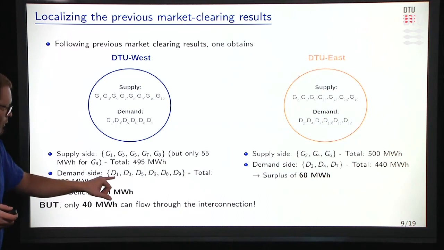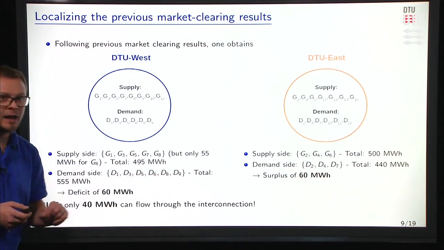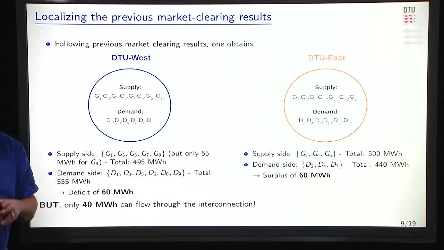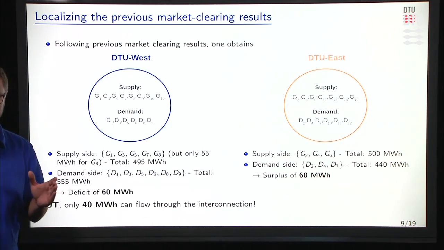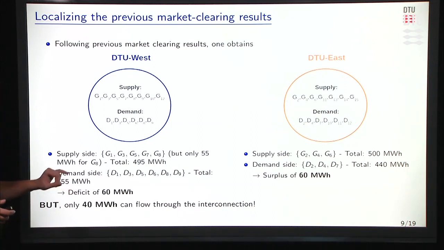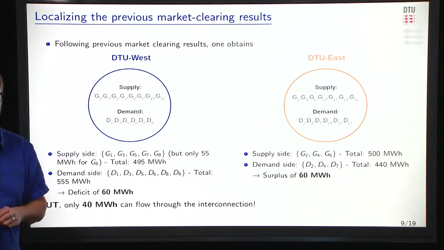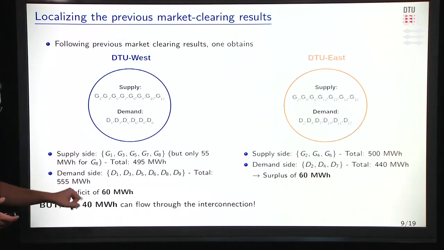For demand, D1, D3, D5, D6, D8 and D9 are on the DTU West side and are scheduled through the market for a total of 555 megawatt hours. This means overall, on the DTU West side, the demand is going to be higher than the supply, and the difference between the two is 60 megawatt hours. We call it a deficit of 60 megawatt hours.